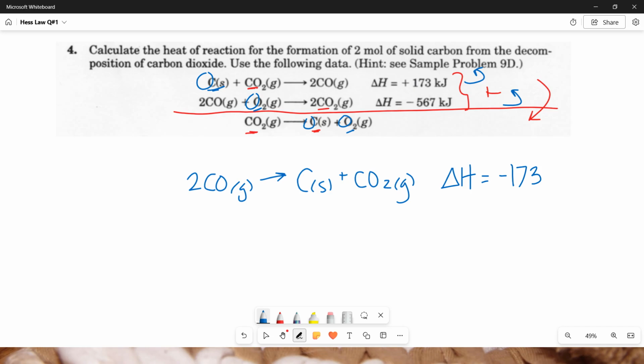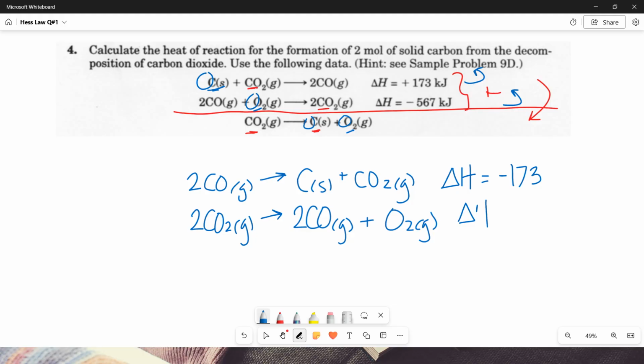The second reaction, we also want to turn that one around. So if I turn it around, I'm going to have 2 carbon dioxides in gaseous form forming 2 carbon monoxides in gaseous form, plus an oxygen in gaseous form. Now I turn this one around, and so likewise the negative 567 is now going to become a positive 567.